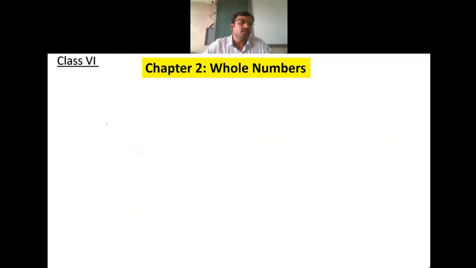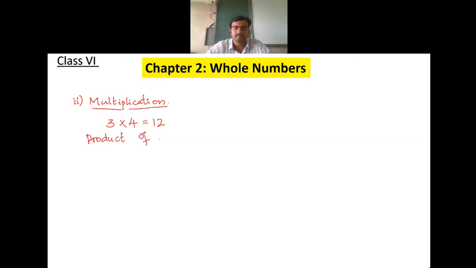Is it true in the case of multiplication? Suppose I consider two whole numbers and multiply them, do we get the product as a whole number? Randomly, if I take 3 as a whole number and multiply by 4, the product is 12. So it means that the product of any two whole numbers is a whole number.